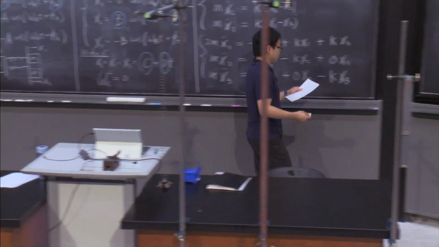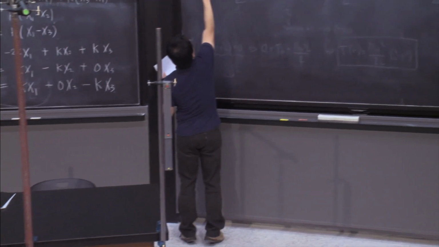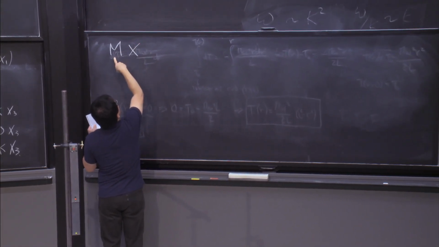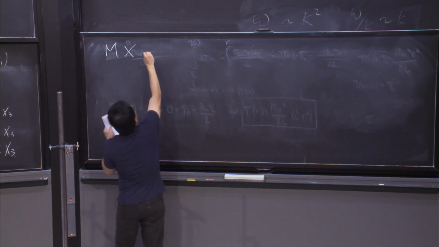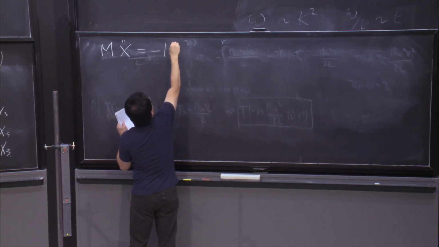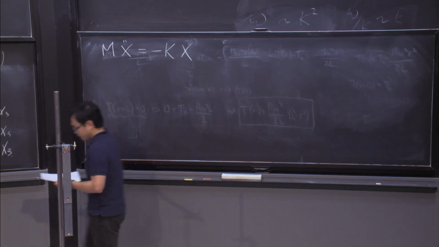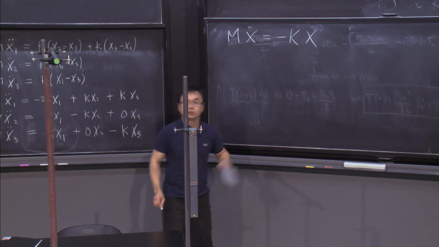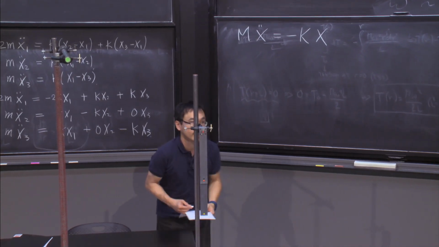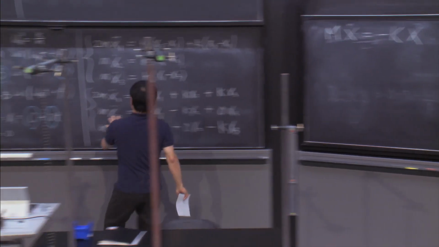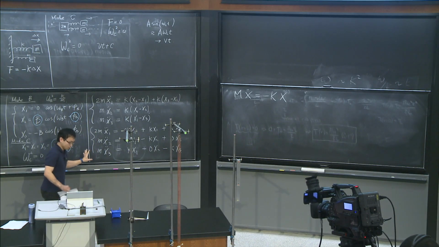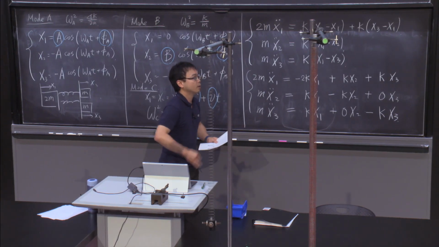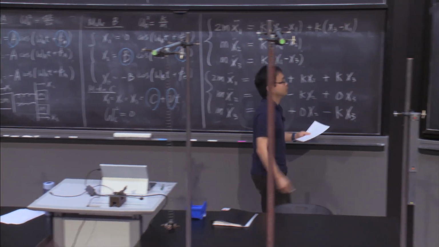Okay? So what I'm going to do is to write everything in terms of N, capital X, capital N, capital X double dot equal to minus capital K capital X. Capital M, capital X, and capital K, those are all matrices, okay? Because I write this thing really carefully, we can immediately identify what will be capital M, capital X, and the K, okay?